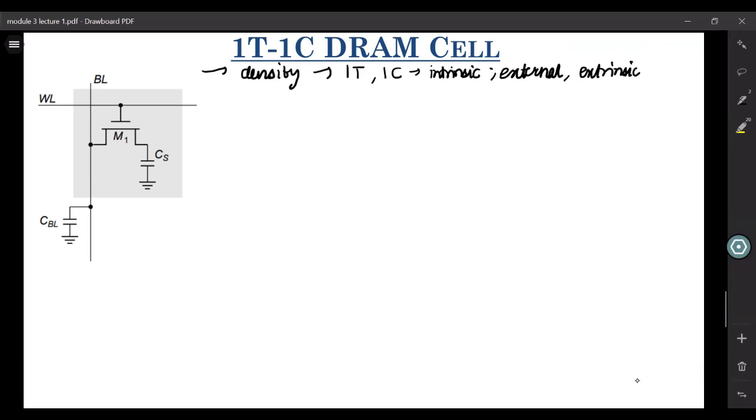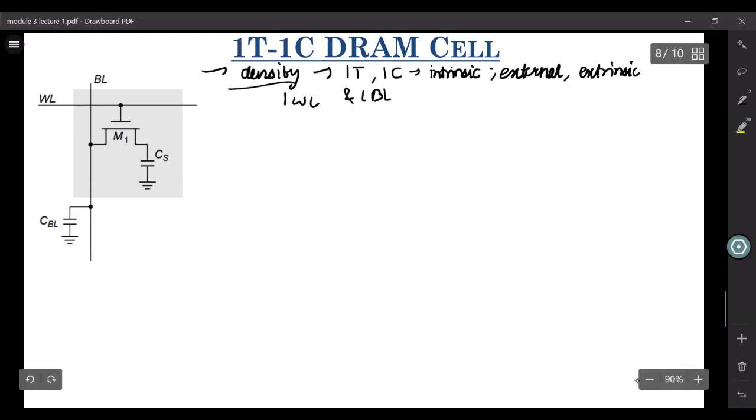It was simply the gate capacitor plus the parasitics. Here you need to worry about this capacitor, because this is kind of extrinsic. I mean, why do you need to worry about this capacitor? We'll discuss that as well. Okay. So in terms of density, you gain a lot, because now you only have one transistor, one capacitor, and you only have one word line and one bit line.